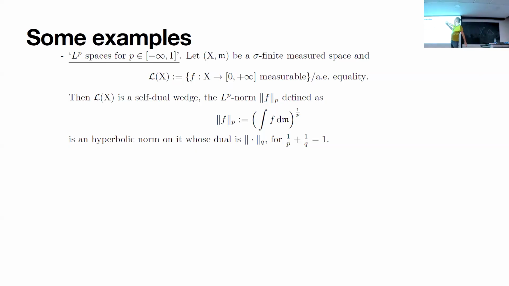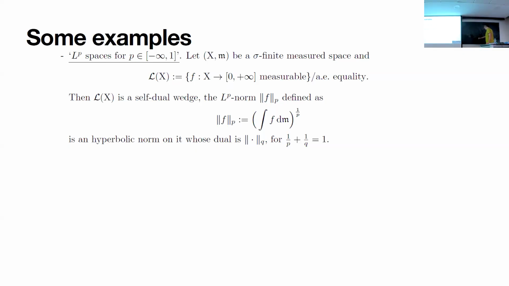Suppose you start with a sigma finite measure space, and let's take the collection of all 0 to plus infinity valued measurable functions up to equivalence, that is, equality almost everywhere. As a first easy fact to check, this is a wedge, and this is self-dual. Let me notice the following.